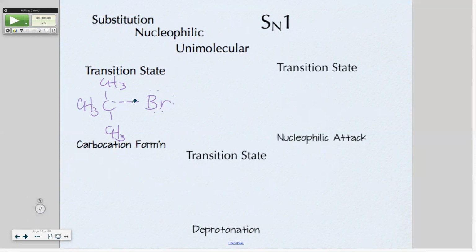What happens to the charge on the carbon in that step? At the beginning, it is neutral. It doesn't have a charge. What happens to it after that step? It is now positive. So in the transition state, we're building up positive charge on that carbon. So it gets a delta plus because the charge is building up.